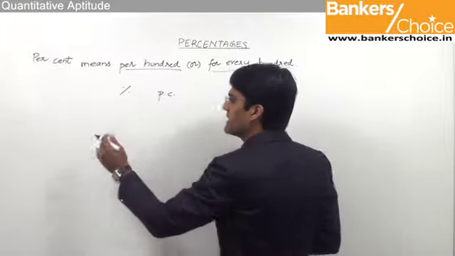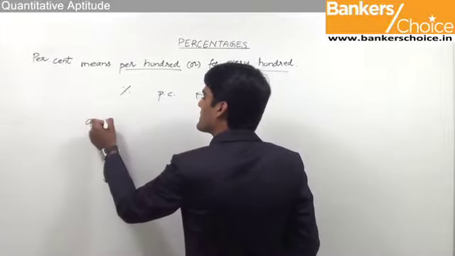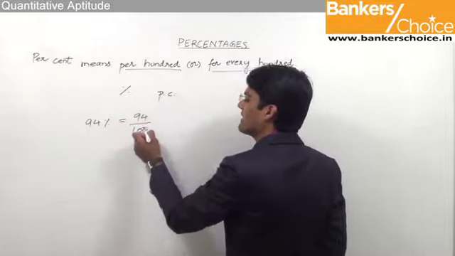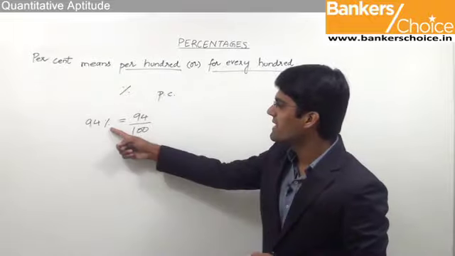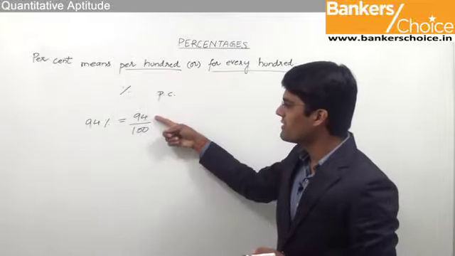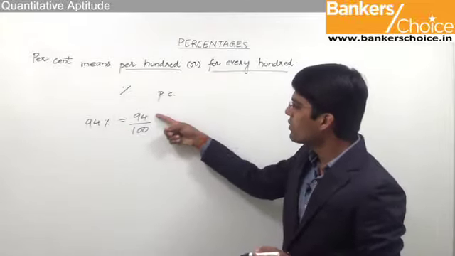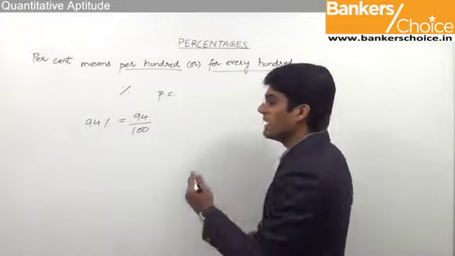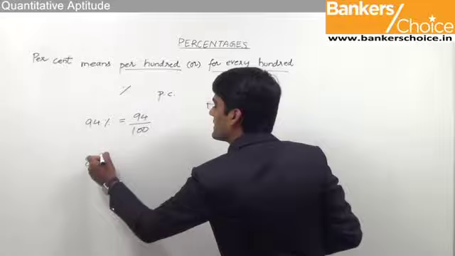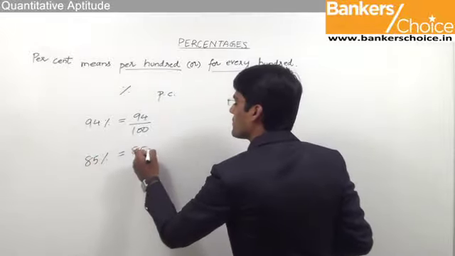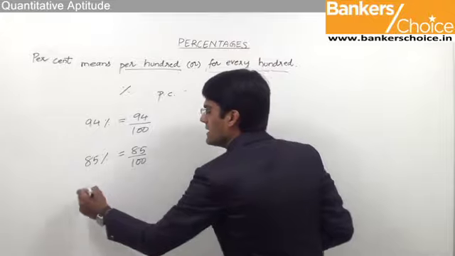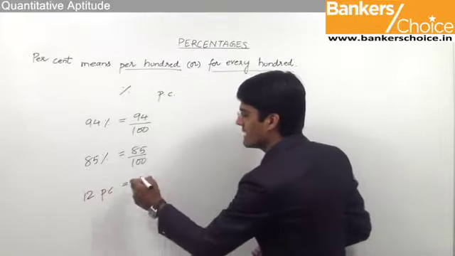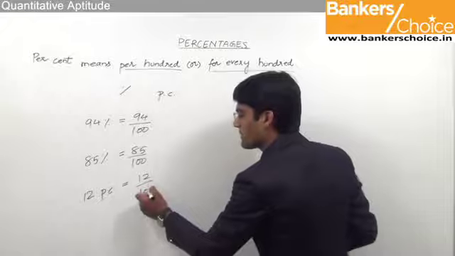For example, let's say 94%. 94% is nothing but 94 out of 100. So that is what the definition says. Percent means per 100, 94 per 100 or 94 for every 100, or we can say 94 out of 100. Similarly, when we say 85%, it means 85 out of 100, or let's say it is 12%, 12 PC, which means 12%, it is nothing but 12 out of 100.